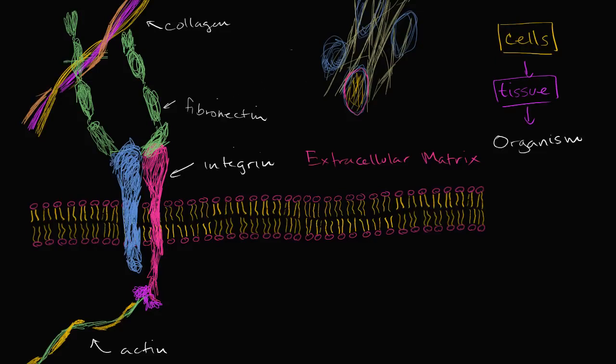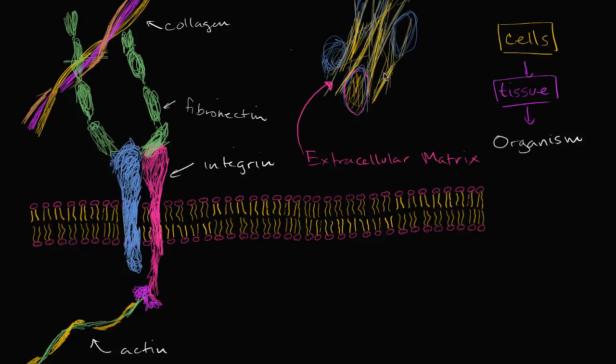And that's what we're talking about when we talk about the extracellular matrix. It's made up of a bunch of different types of fibers and proteins and glycoproteins. Probably the most notable of these is collagen. So I'll do collagen in yellow right over here. So these could be strands of collagen right over here.